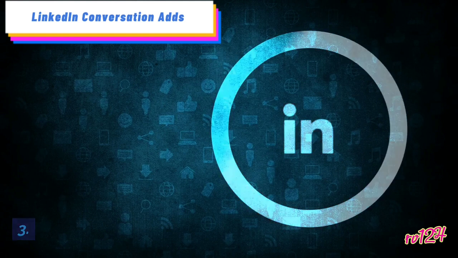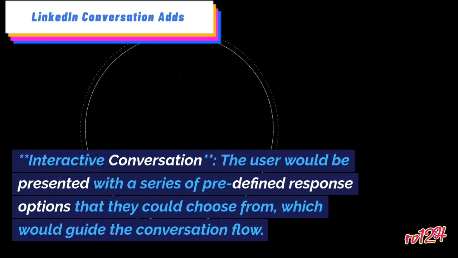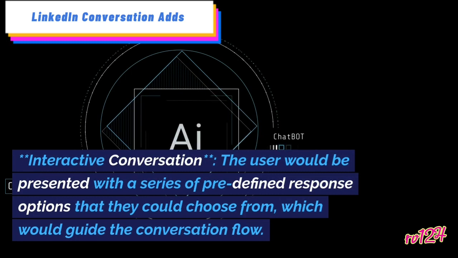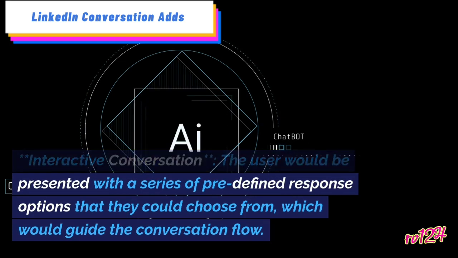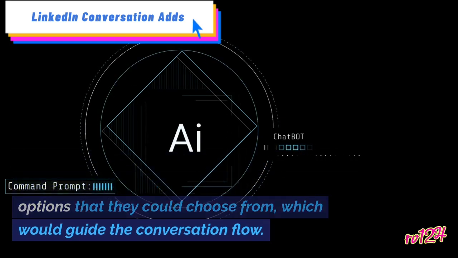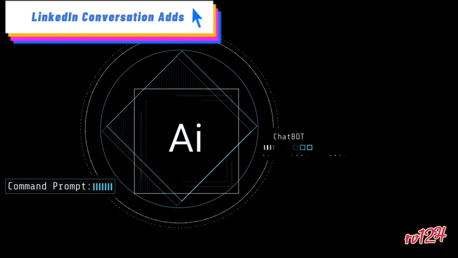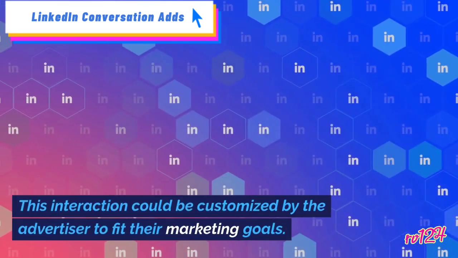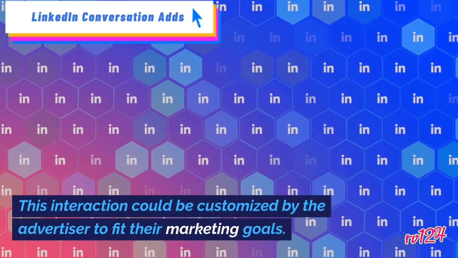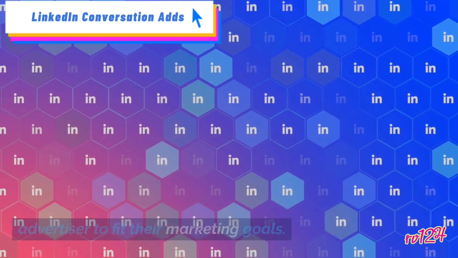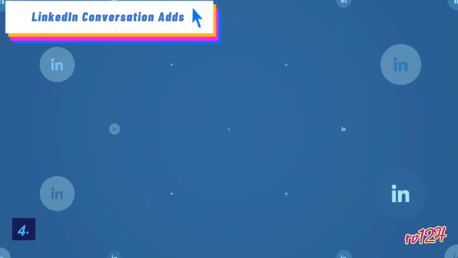Number 3. Interactive conversation. The user would be presented with a series of predefined response options that they could choose from, which would guide the conversation flow. This interaction could be customized by the advertiser to fit the marketing solution.